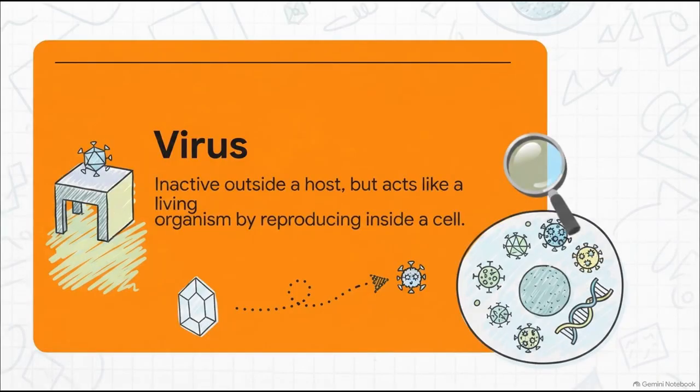Now, what's really interesting here is the virus. Viruses are basically the ultimate rule breakers of biology. They hover right on the borderline of our classification system. See, if a virus is just sitting on a table outside a host, it's completely inactive and considered non-living. It has no metabolism of its own whatsoever. But the very second it gets inside a host cell, it suddenly acts exactly like a living organism. It starts utilizing DNA and reproducing rapidly. It's a true biological shapeshifter.